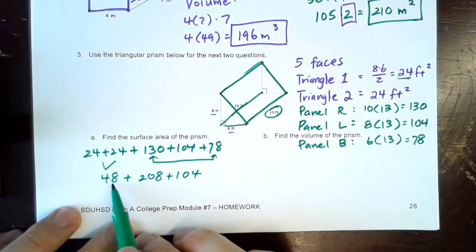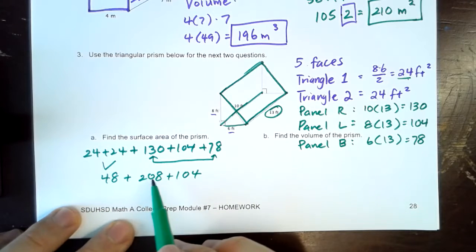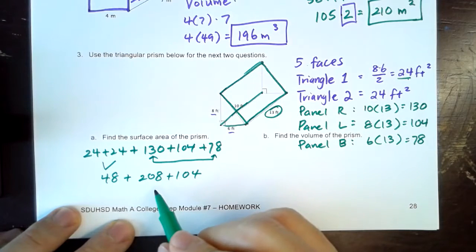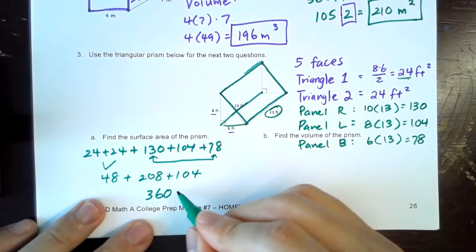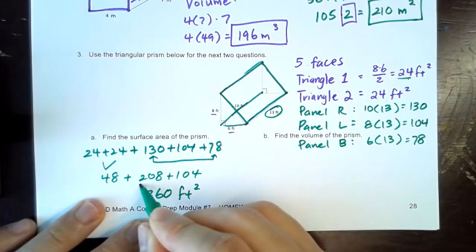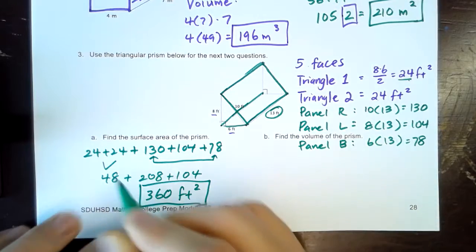48 plus 208 is 256. And 256 plus 104 is exactly 360. Wow, that's such a clean number. It's nice. 360 feet squared is the final surface area.